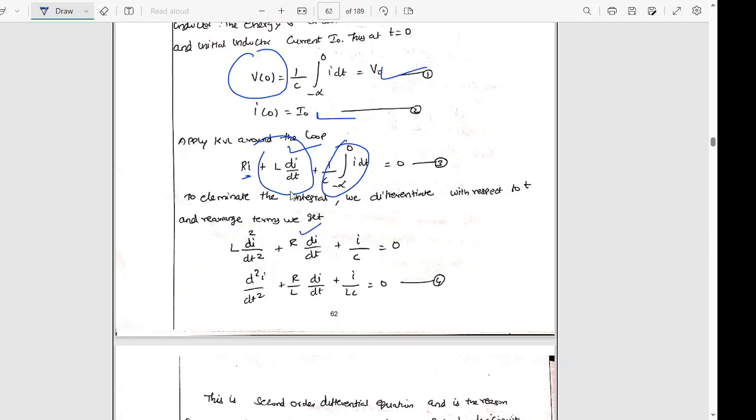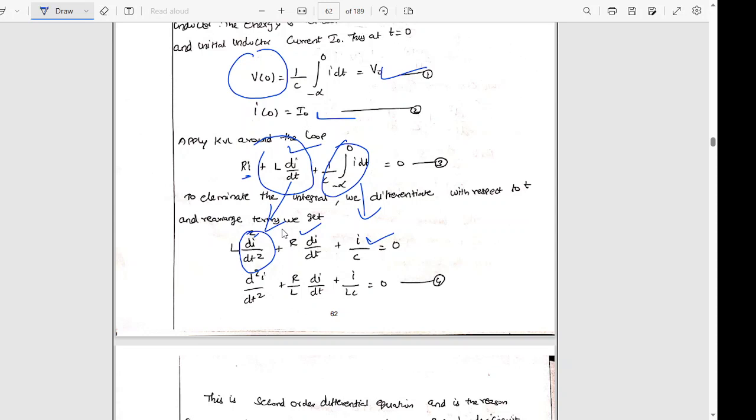So L di by dt: already we have a di by dt. If I differentiate this with respect to time one more time, what will I get? d square I by dt square. So we get L d square I by dt square, and the integration will get cancelled, so I will be getting I by C. If I differentiate this equation with respect to t and rearrange, it will be represented like this.